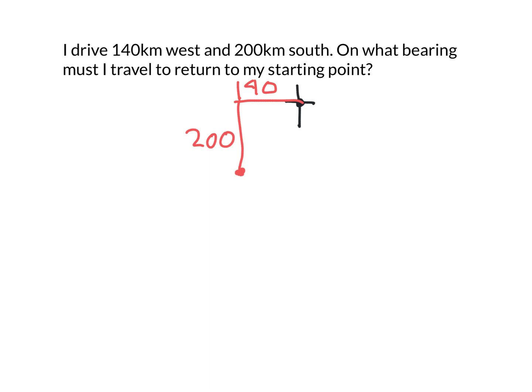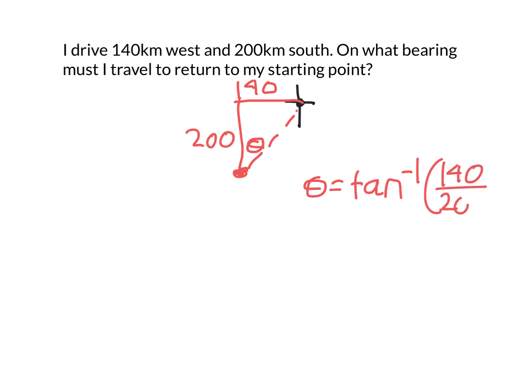So the question is asking us, if I want to go from here to where I started, what would be the bearing? Well, I've got to find that angle in there. That's easily found. We have opposite and adjacent, so we're going to use tan. Now, because we're finding an angle, we use tan inverse, or shift and then tan on your calculator. So theta is tan inverse of opposite over adjacent.